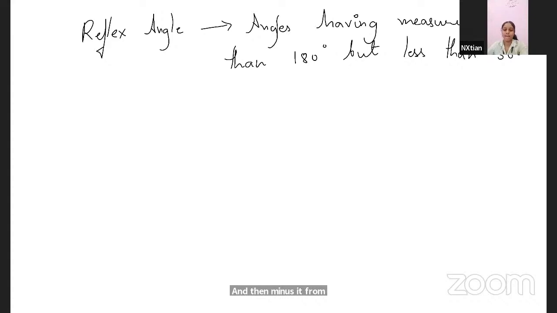Ma'am, also obtuse angles, ma'am, because it can be more than 180 and less than 360, that's why. Obtuse angles as well. Okay, good. So now we will try and make one. Ma'am, no, ma'am. Obtuse angles have measure less than 180.